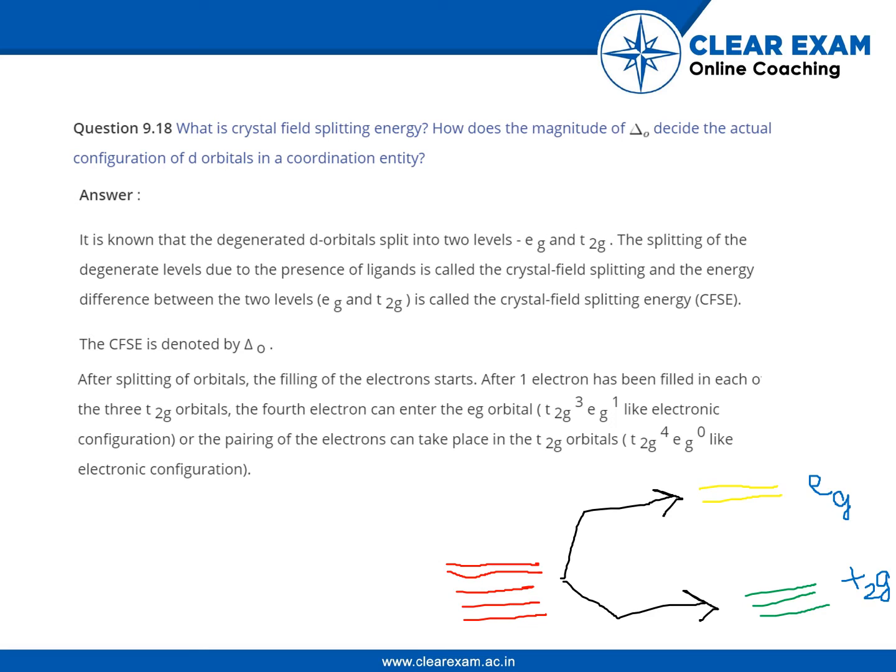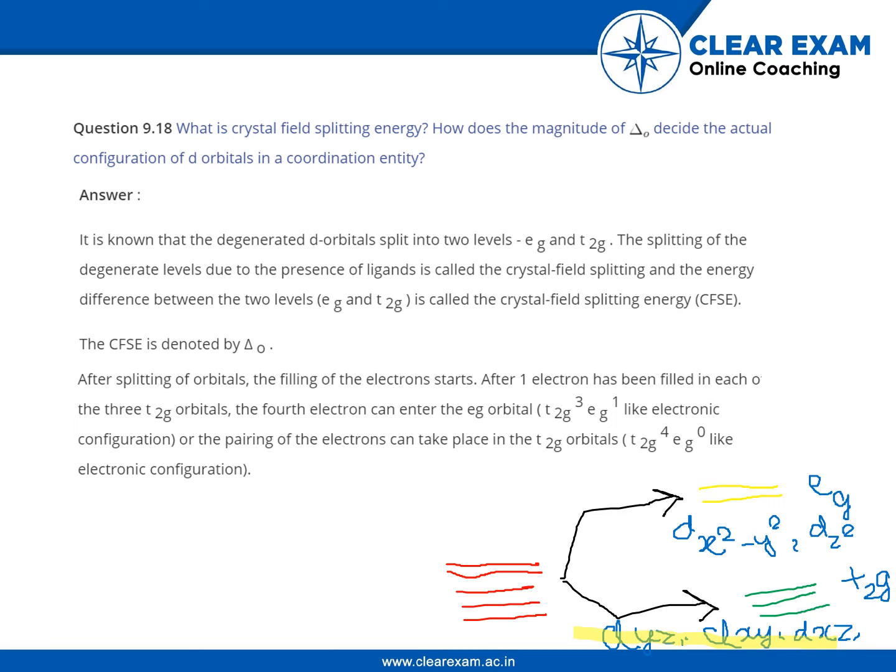So two d orbitals are known as Eg. What two orbitals are known as Eg? Basically, d x square minus y square, comma d z square. What are T2g? The rest of them, like dxy, dxz, and dyz. These three are degenerate. T2g are degenerate, and these two Eg are degenerate with each other. They have the same energy.